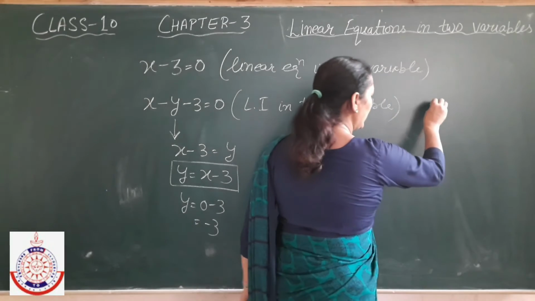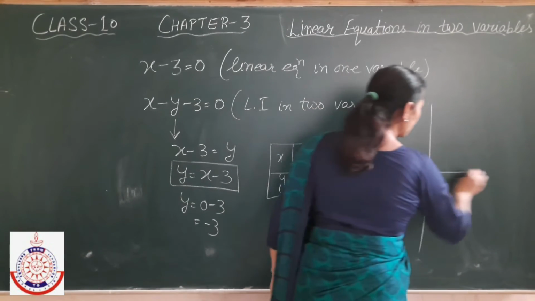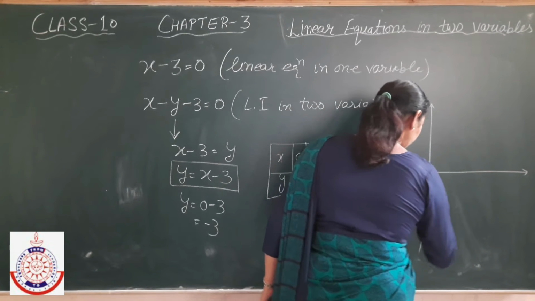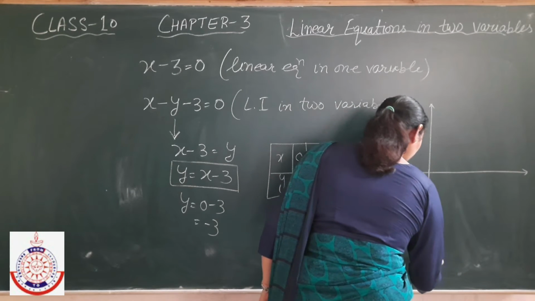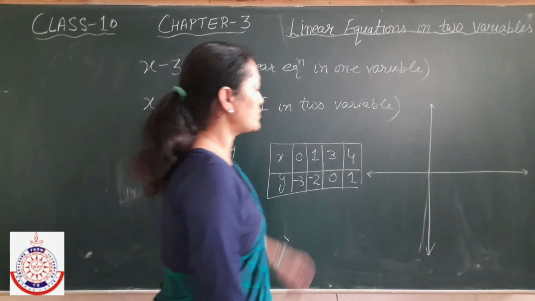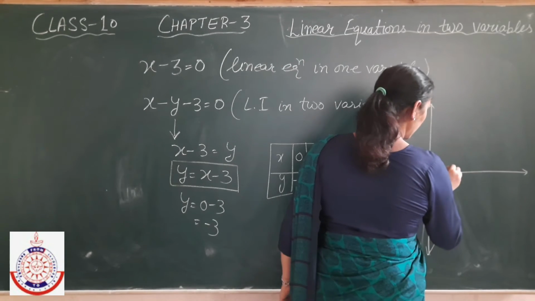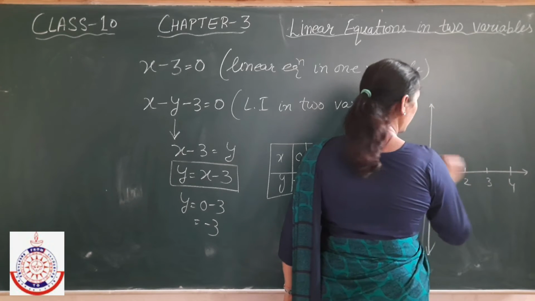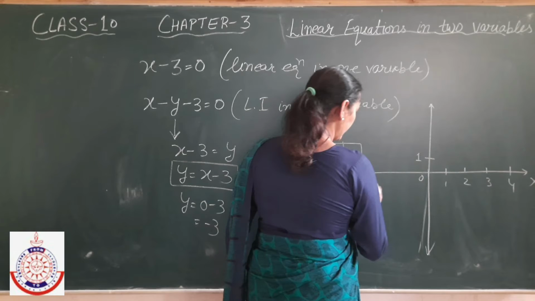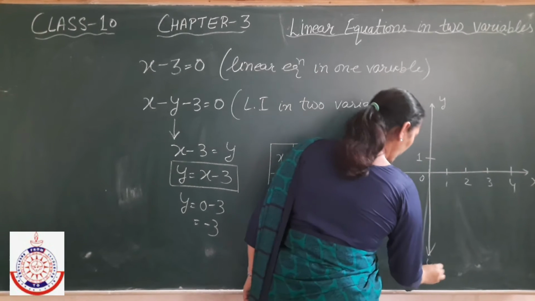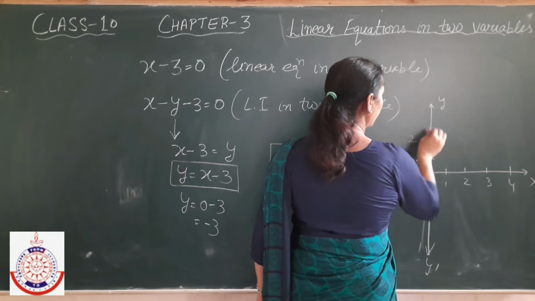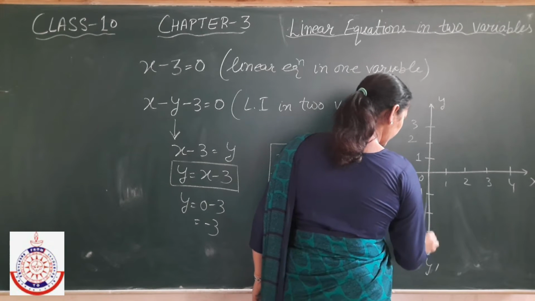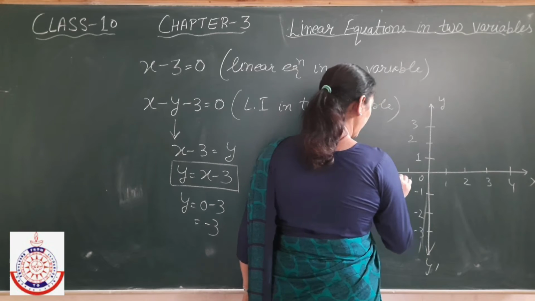In class 9 only, we have learned how to draw a graph for this. How to plot these points on the graph. For x, we are having values up to 4. 1, 2, 3, 4. This is x-axis. This will be y-axis. This is negative side of y. And this is negative side of x.